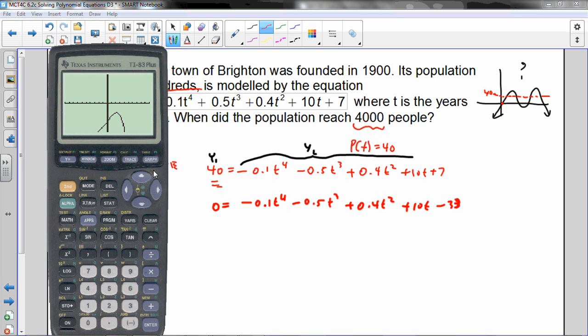When does it equal 4,000 people? Well, it doesn't look like it's ever going to equal 4,000 people because the graph never hits 0, does it? Unless I typed something in wrong, which is certainly possible. Let me see. Negative 0.1, negative 0.5x cubed, plus 0.4x squared, plus 10x minus 33. Subtract 40 from both sides is minus 33. Yeah, well, maybe it's never going to be 4,000. This one has no solutions.